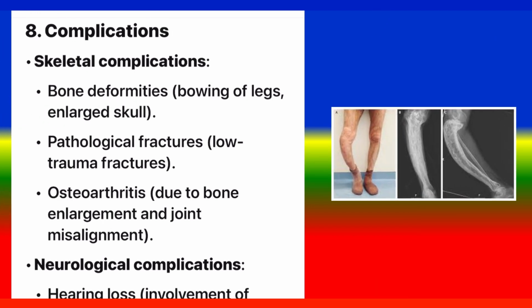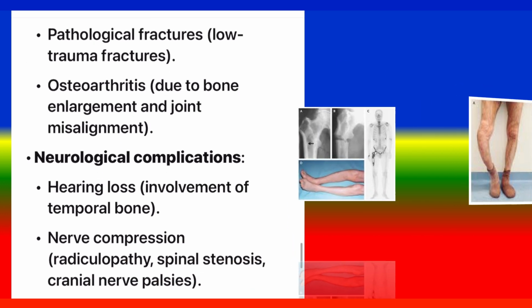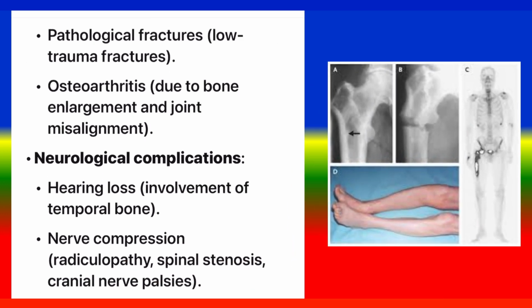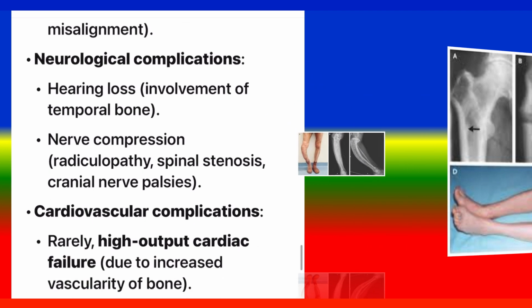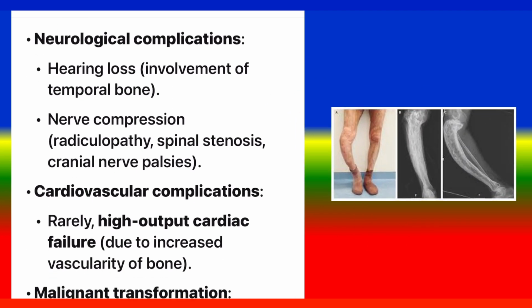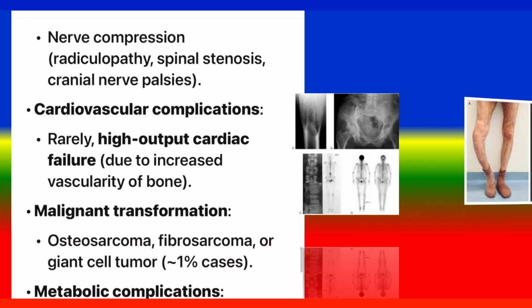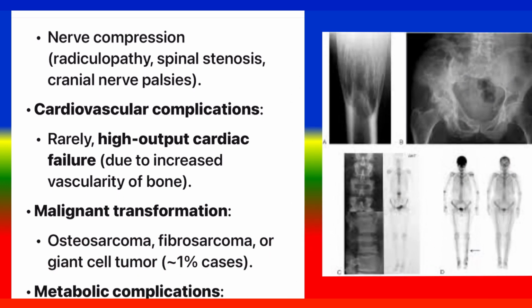8. Complications: skeletal complications, bone deformities, bowing of legs, enlarged skull. Pathological fractures, low trauma fractures, osteoarthritis due to bone enlargement and joint misalignment. Neurological complications: hearing loss, involvement of temporal bone. Nerve compression, radiculopathy, spinal stenosis, cranial nerve palsies.